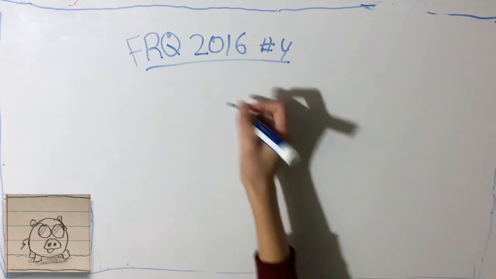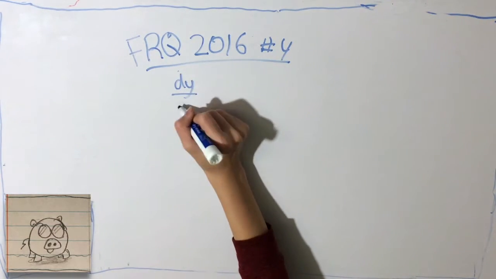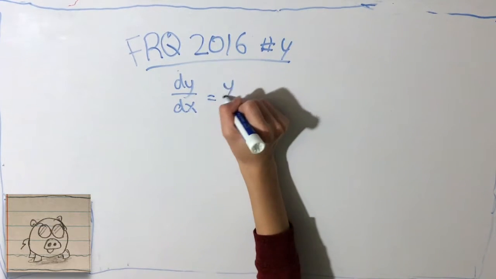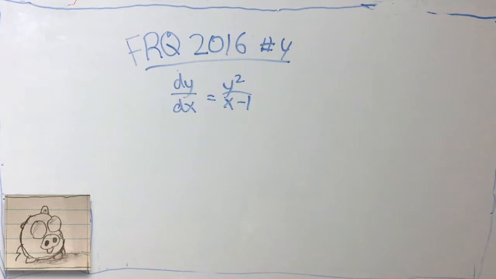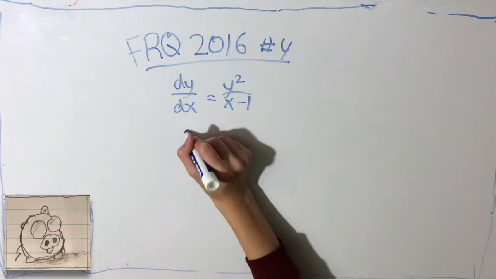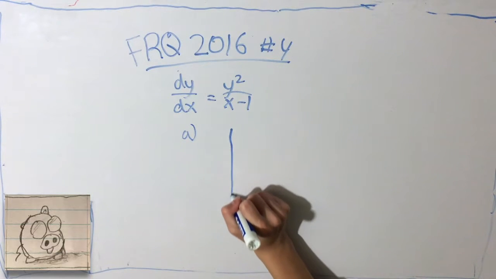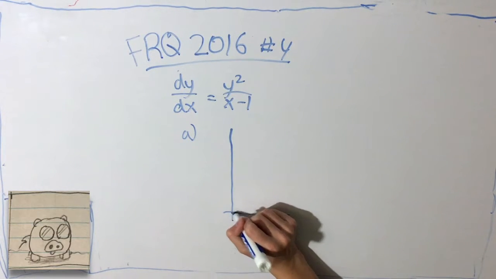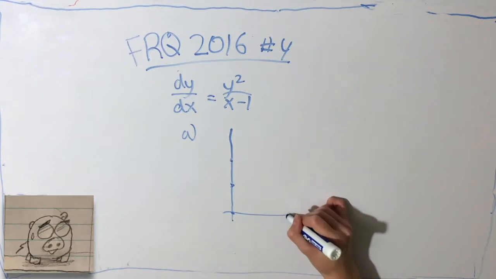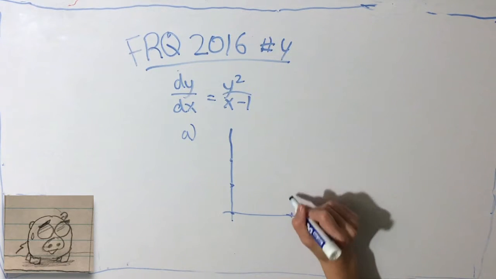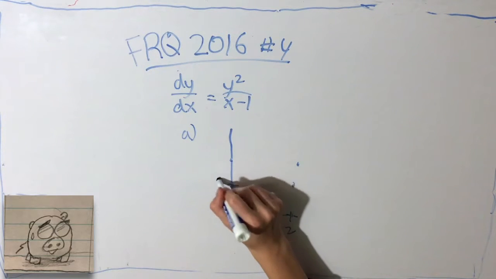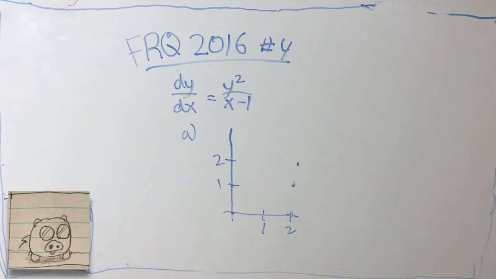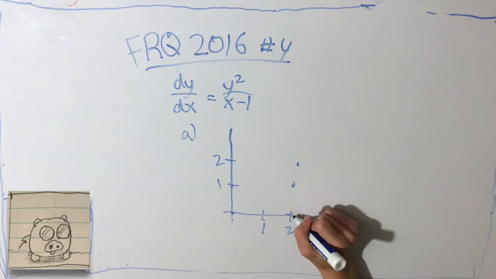So, we're given the differential equation dy over dx is equal to y squared over x minus 1. And just like any separable equation, our first order of business shall be to draw a bit of the slope field. This is relatively easy, so I won't be going too far into depth as to what I'm doing here. You're just plugging in the coordinates at each point and getting the slope.